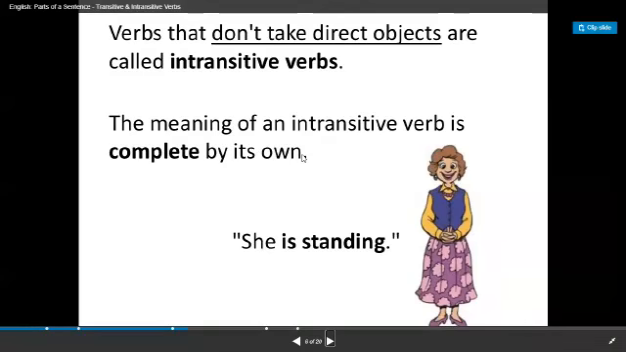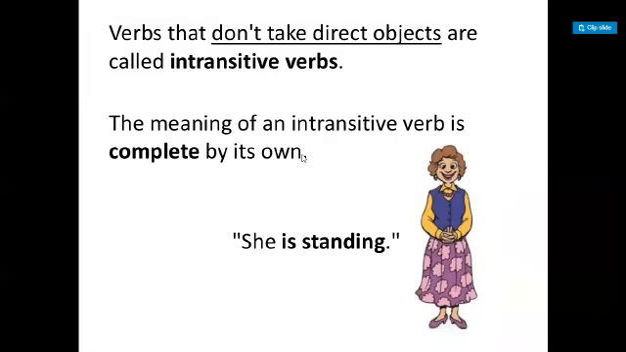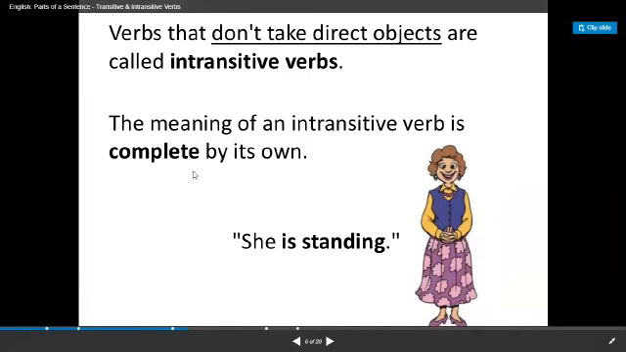Now, verbs that don't take direct objects are called intransitive verbs. All those verbs that don't take a direct object don't need it to complete their meaning. Their meaning is complete on its own. The meaning of an intransitive verb is complete by itself, so it is known as intransitive. You can see an example here: she is standing. Finished. That's the end of the matter. She is standing.